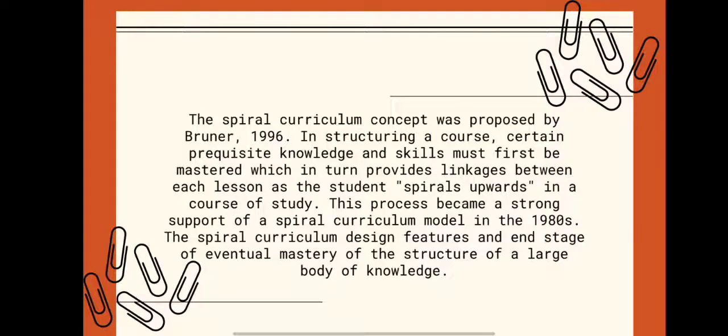This process became a strong support of a spiral curriculum model in the 1980s. The spiral curriculum design features an end stage of eventual mastery of the structure of a large body of knowledge. With this procedure, two purposes are served. First, the previously learned concept is reviewed, hence improving its retention.